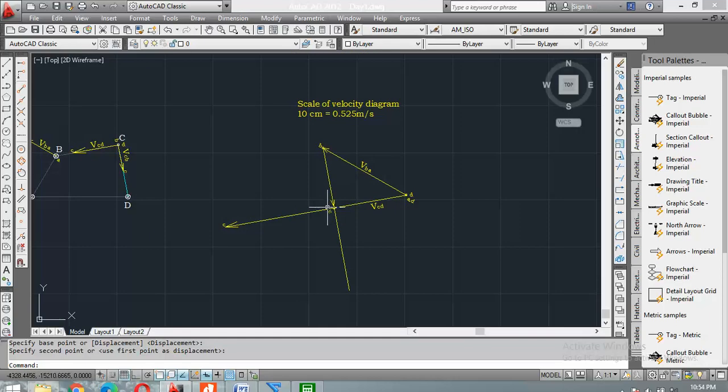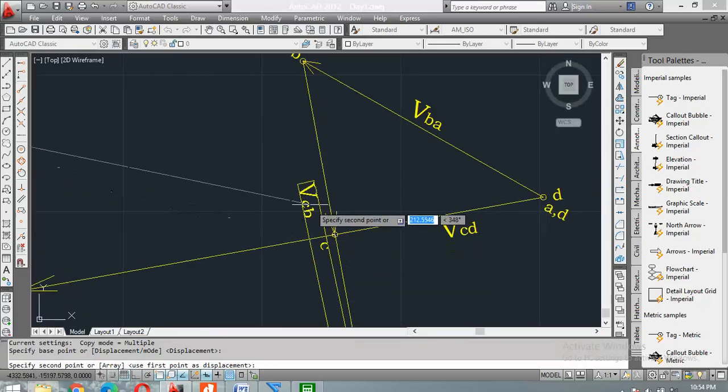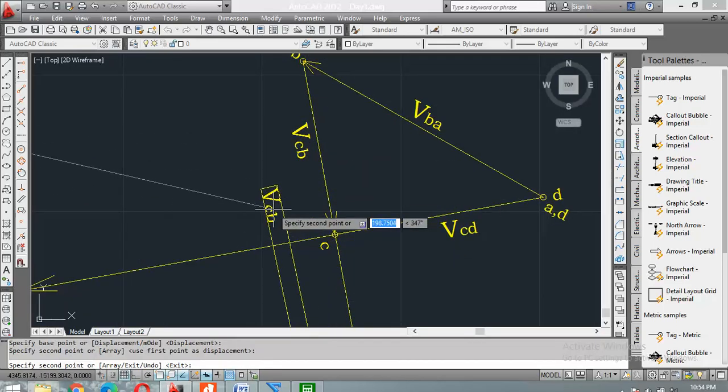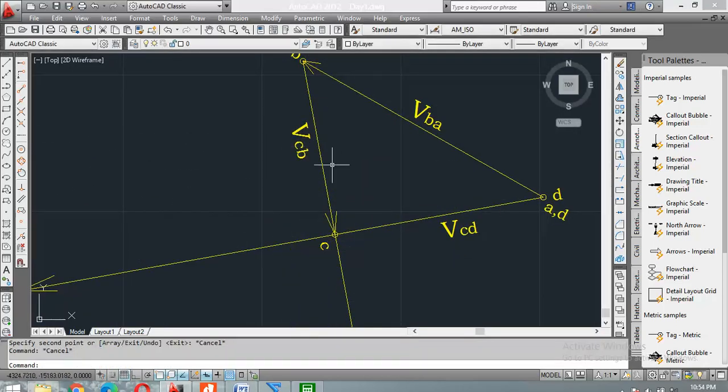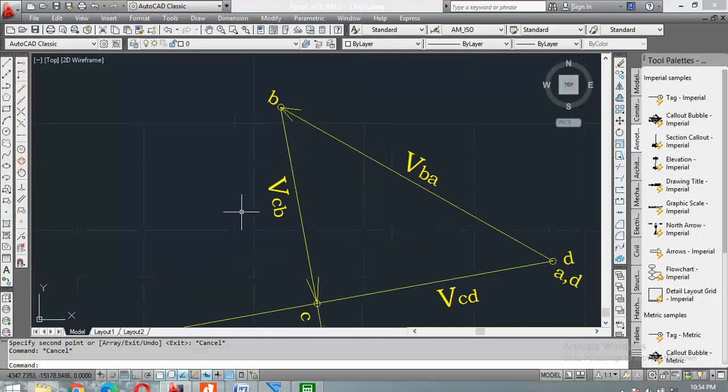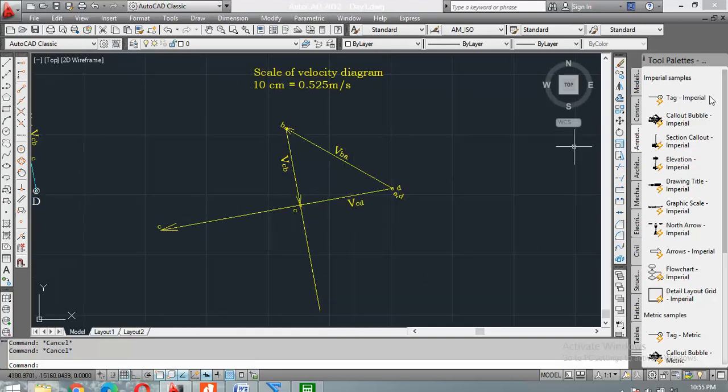So this vector represents VCB. Let me copy here. This vector represents velocity of C with reference to B. C is on the head, B is on the tail. C is on the head and B is on the tail for this vector. And this vector represents velocity of CD.